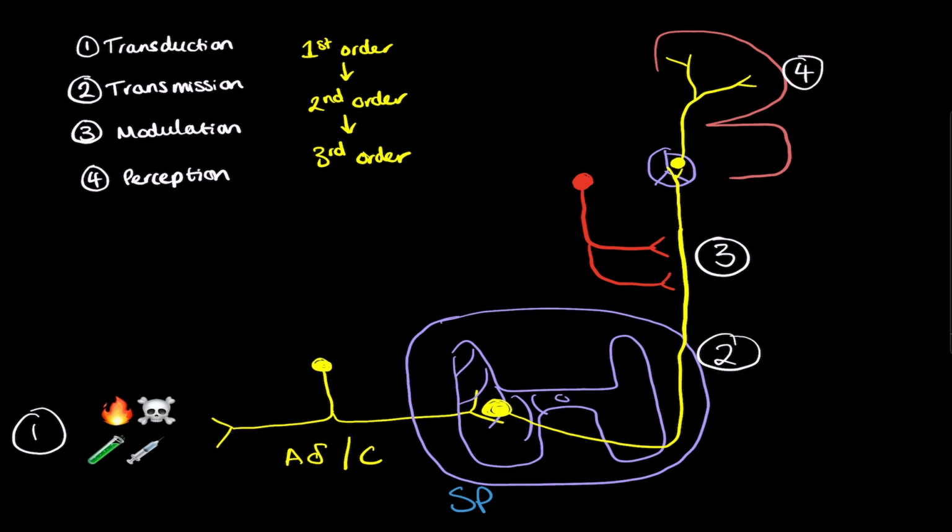We've gone through the first order, second order, and third order neurons, as well as covering transduction, transmission, modulation, and perception.